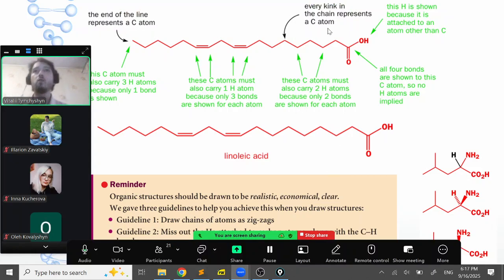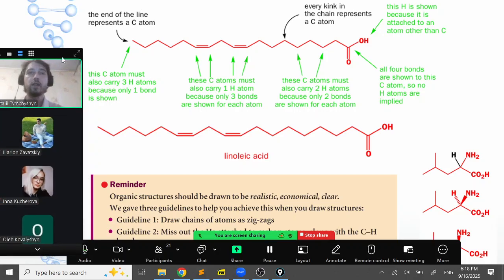So here it's once again linoleic acid. And here you see all the shorthand notations that were used when creating this view. So you see that everything in the chain represents a carbon atom. All hydrogens are implied, so we calculate how many hydrogens we need more. So here, for example, all 4 bonds are used, so we have no additional hydrogens. And here we have only 2 bonds used, so 2 more hydrogens are implied.